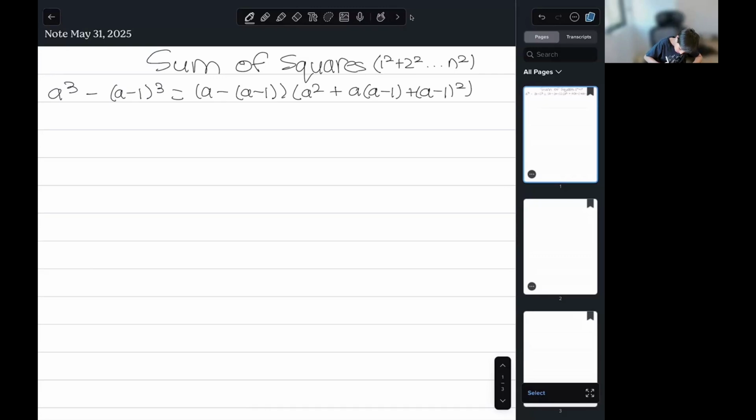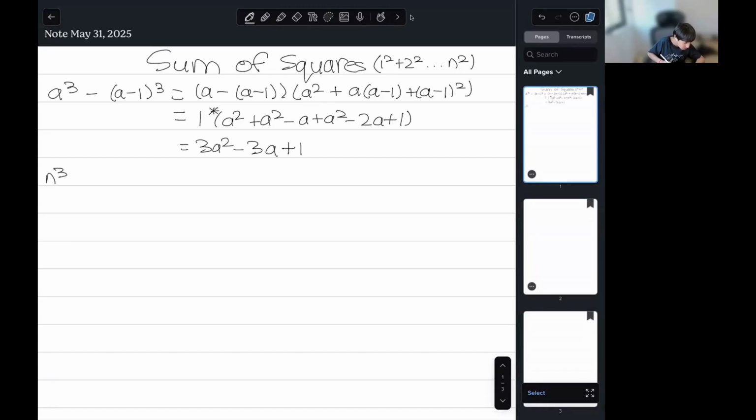So just by simplifying some terms, we get 1 times a squared plus a squared minus a plus a squared minus 2a plus 1, which just simplifying is 3a squared minus 3a plus 1. So we can now use this and start by using n cubed.